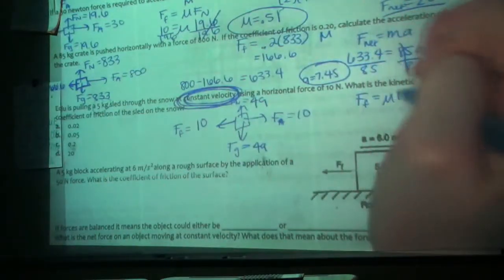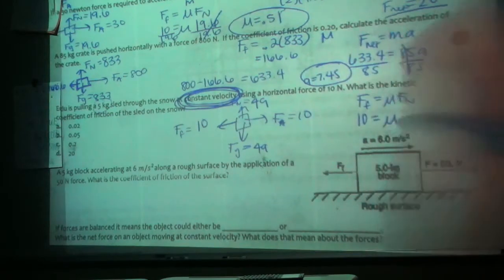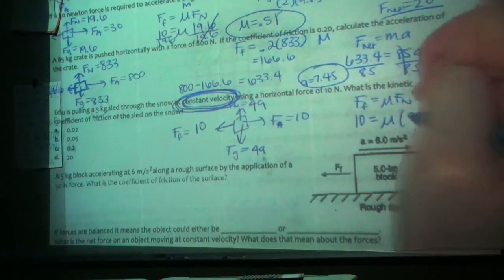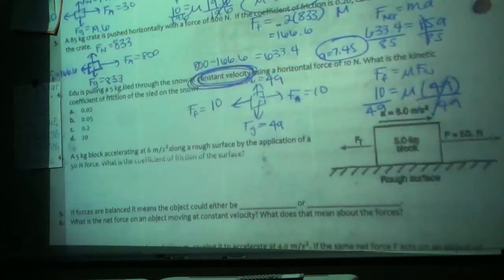And then asking for a coefficient, plug into the only equation with coefficient, mu Fn. F of friction is 10, mu is what I'm looking for, normal force we just found was 49. Divide 49 over, because we're trying to cross off things to get mu by itself, and that's going to give me 0.2.